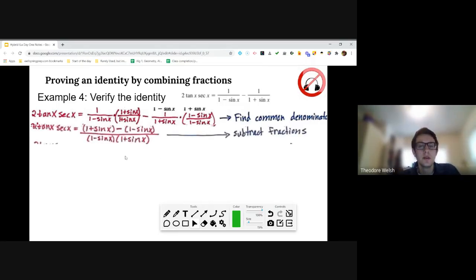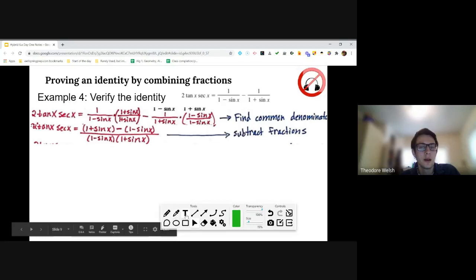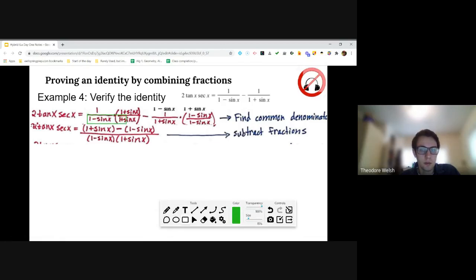So now what we can do is subtract these 2 fractions. So I've got my common denominator being 1 minus sine times 1 plus sine. So I'm going to subtract 1 minus sine from 1 plus sine, because we just have 1 times and 1 times. So we're just going to subtract these 2 fractions. If you wanted to do this in 2 steps, so first take a step to multiply these fractions within themselves and then subtract, that's fine too. But what we're doing is we're subtracting the fractions here.